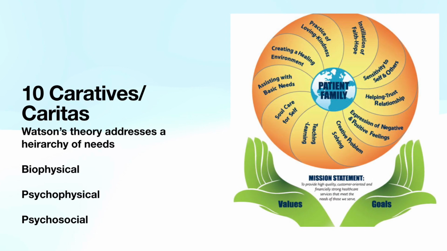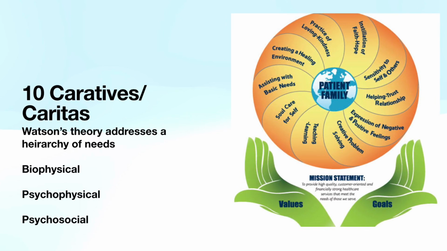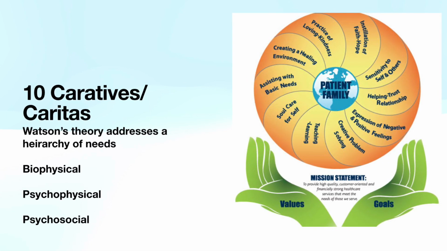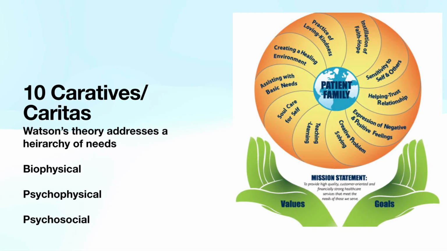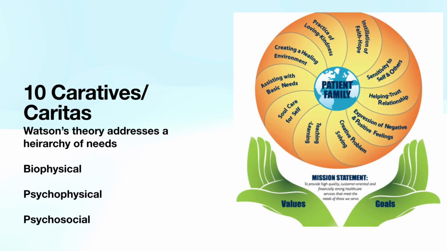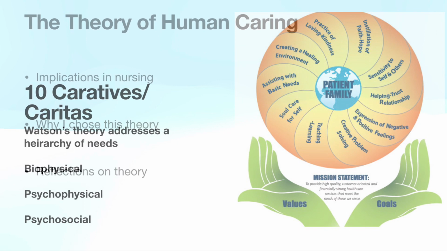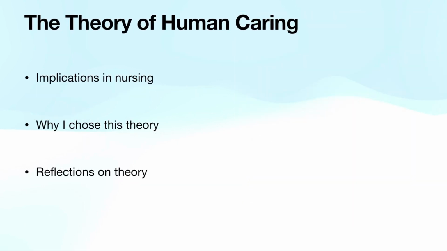Lower order, or biophysical, includes foods, fluids, elimination, and ventilation. Lower order psychophysical needs include activity, inactivity, and sexuality. Higher order psychosocial needs are achievement, affiliation, and self-actualization.